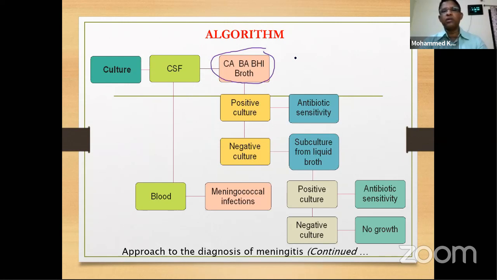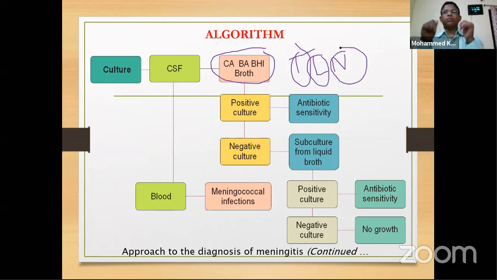I want students to remember that the 23rd state formed in India is Telangana, TLN. This is the abbreviated form of the Telangana state. T goes for Thayer-Martin medium, L goes for modified Lewis, N goes for New York City medium. These are the selective media: Thayer-Martin medium, Lewis medium, the New York City medium.